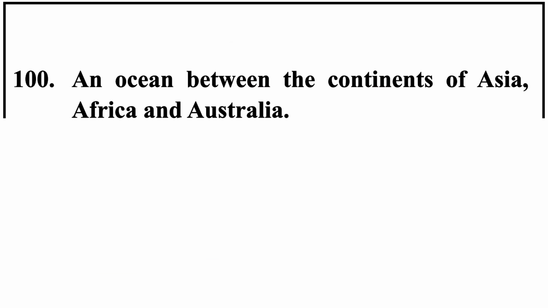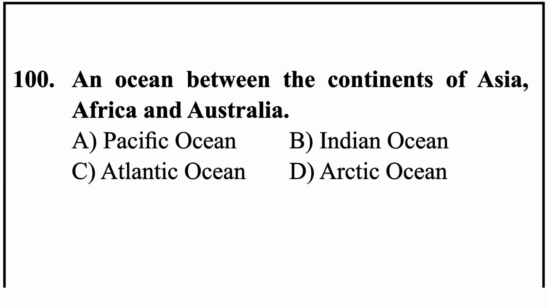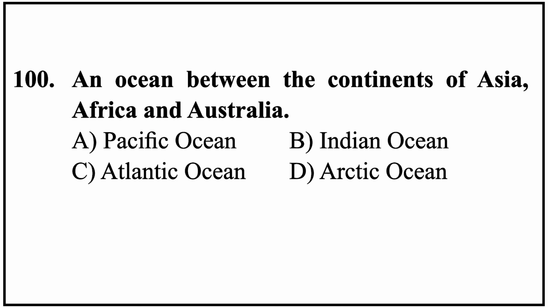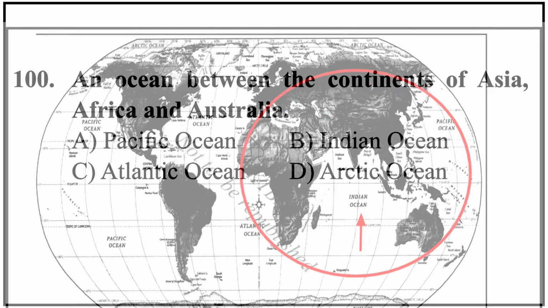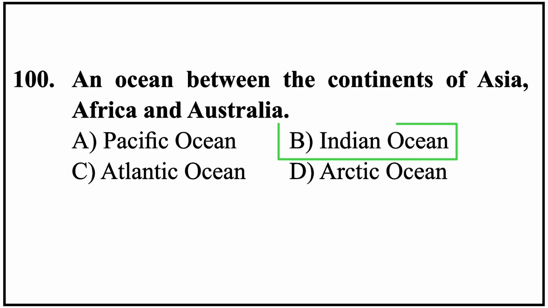100. An ocean between the continents of Asia, Africa and Australia. Our options are A, Pacific Ocean, B, Indian Ocean, C, Atlantic Ocean, D, Arctic Ocean. Here is a clue. Indian Ocean. Our right option is here B, Indian Ocean.